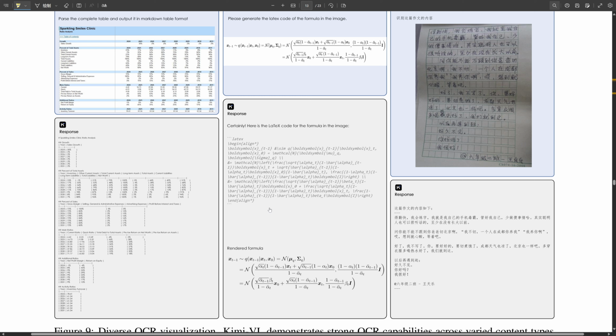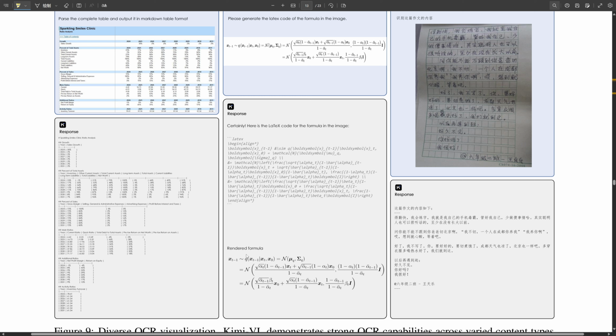What are some of the future directions for research? They plan to scale up the model, expand the pre-training data, and further refine the post-training algorithms. They also want to explore new ways to collect data for agent tasks and investigate more advanced RL techniques. So a lot of exciting avenues to explore.